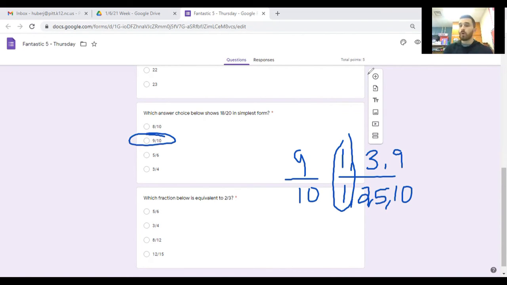So don't always just automatically assume, hey, I listed all my factors, I'm good, because sometimes you may miss a factor, you may pick the wrong GCF, and then you're going to get your answer wrong. So knowing your factors makes this way easier, but taking that extra 30 seconds to check it helps a ton. So that one would be B.